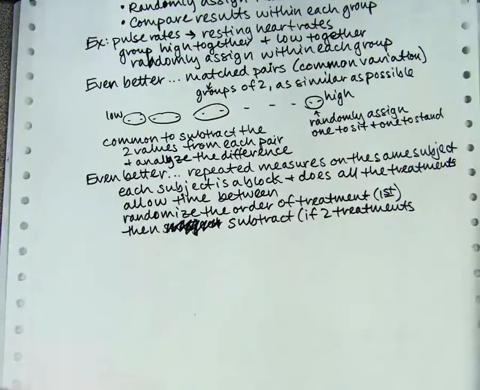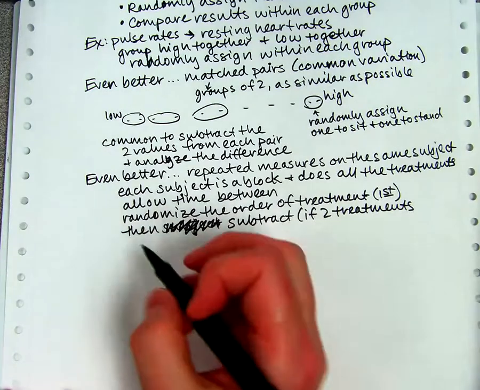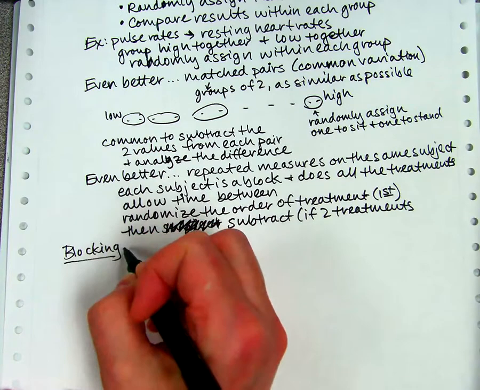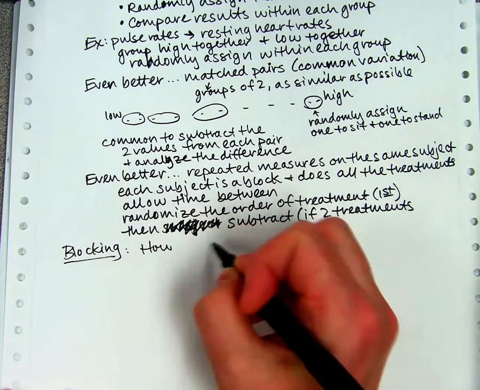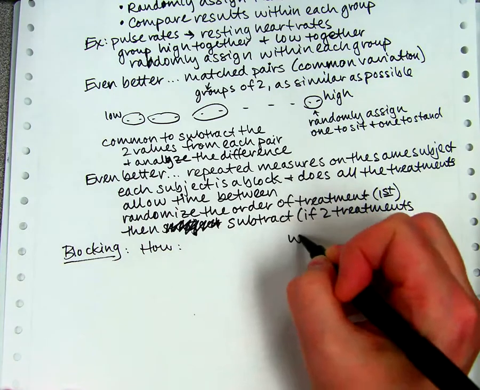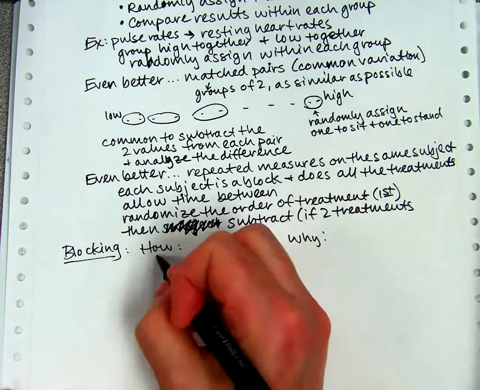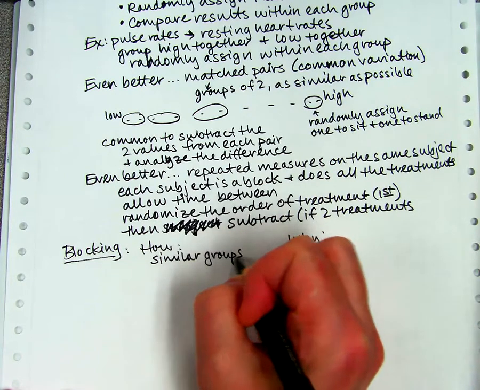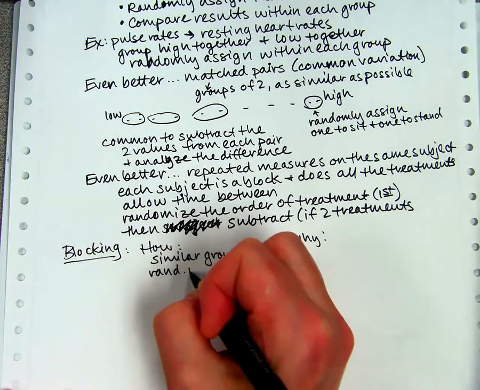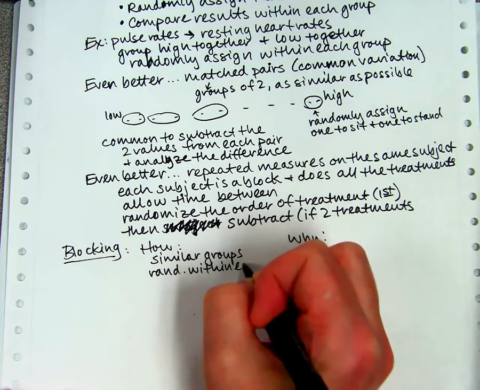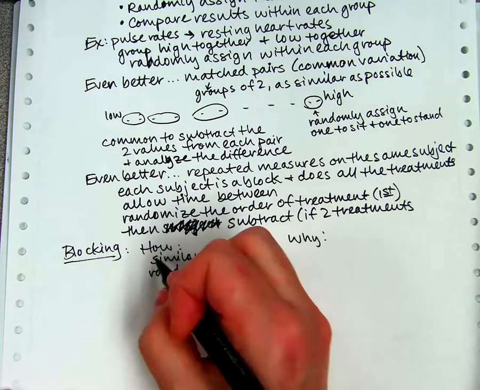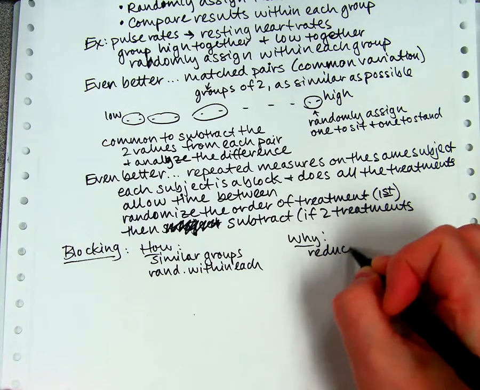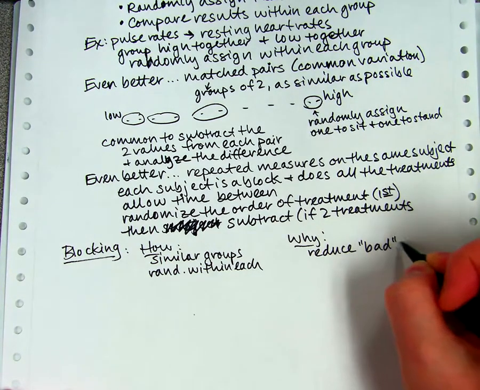So to summarize, because these notes are getting a bit long and we want to stop soon, blocking: the how and the why, the most important part right here. How is you use similar groups that are similar within the group, and randomize within each group. Why is to reduce confounding, or reduce the bad variation that's caused by confounding.